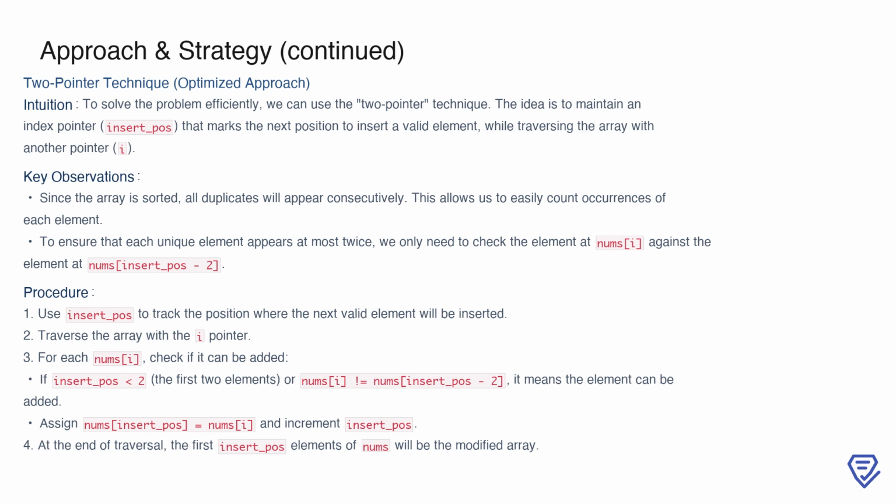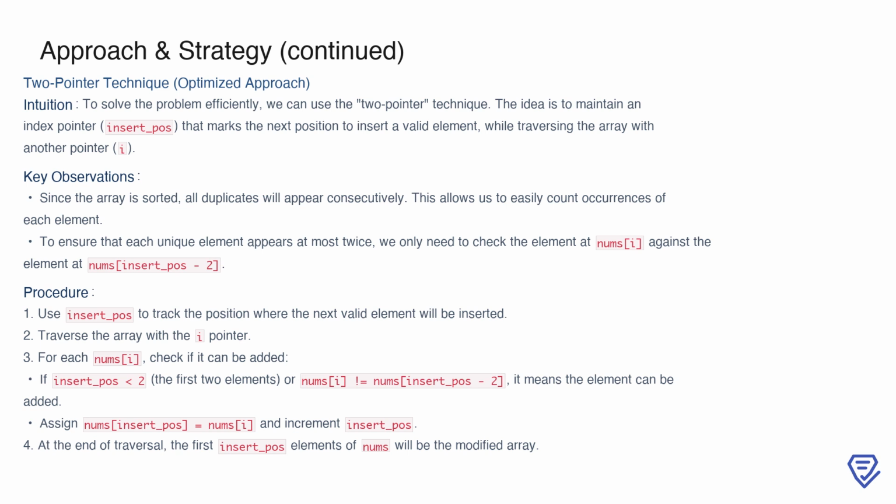The key intuition behind this method is to use 2 pointers, one pointer, called insert_pos, to track the position where the next valid element should be inserted, and another pointer, i, to traverse the array. Since the array is sorted, any duplicates will appear consecutively, simplifying the process of counting occurrences.